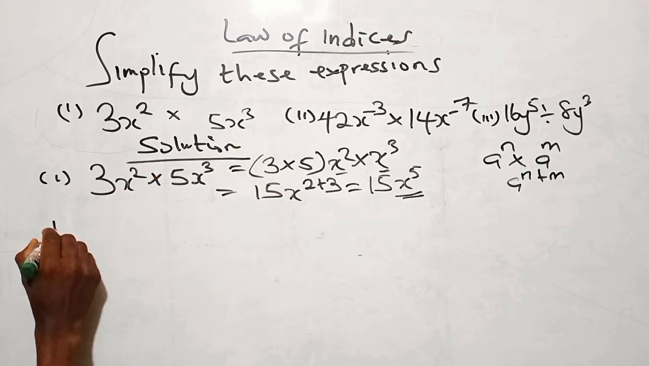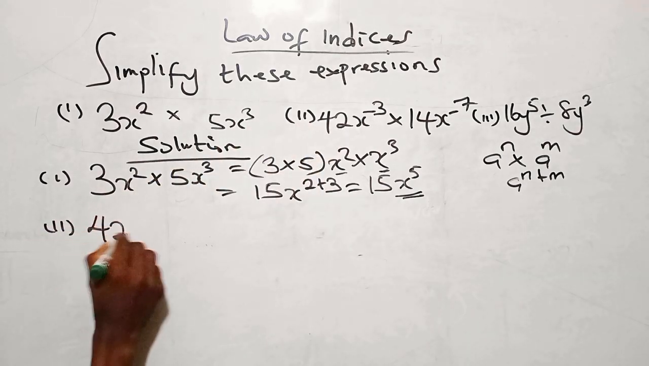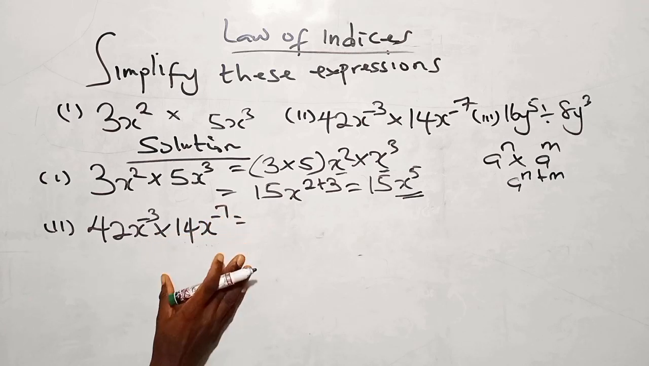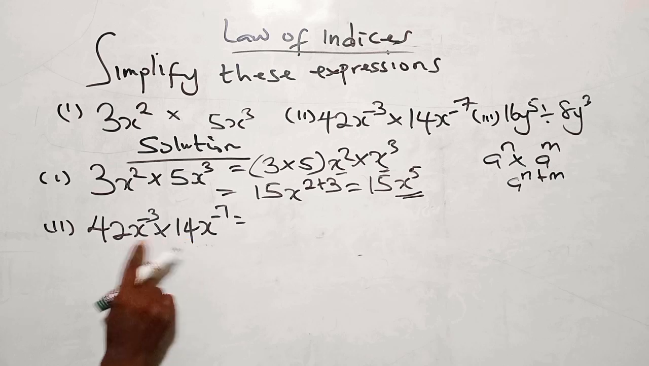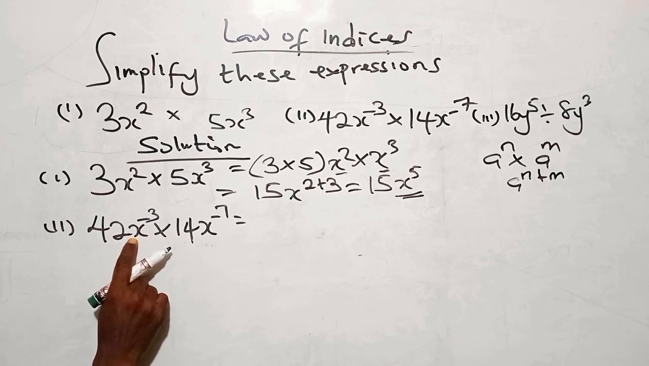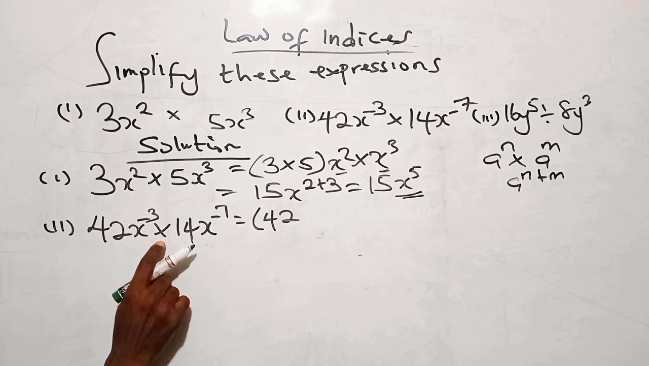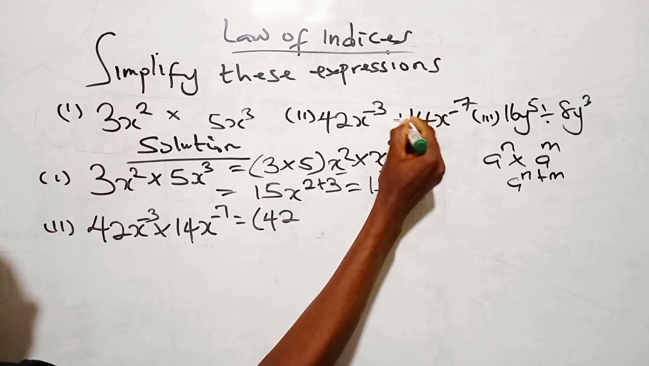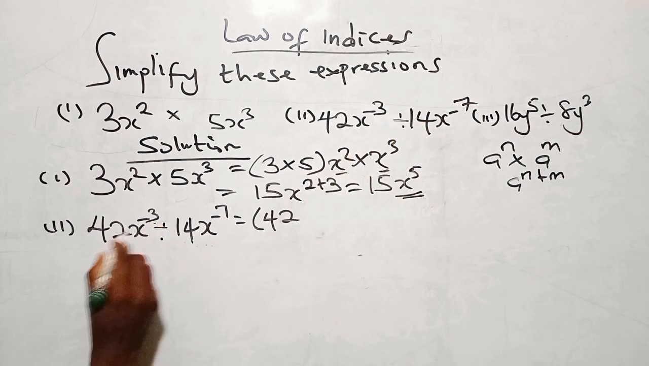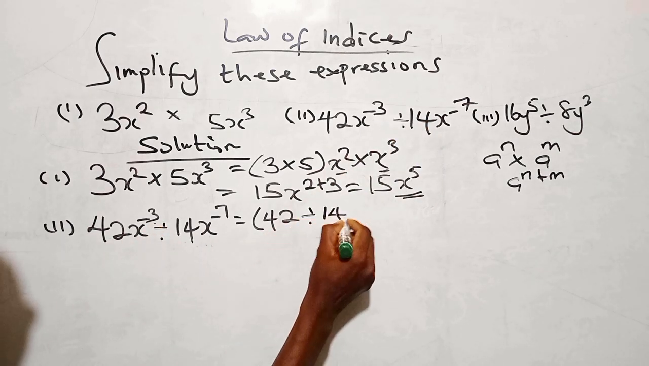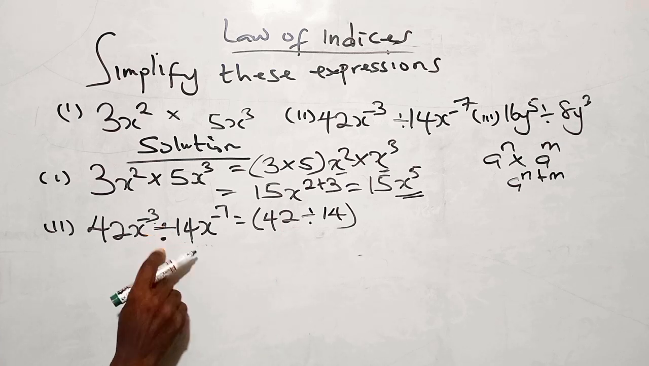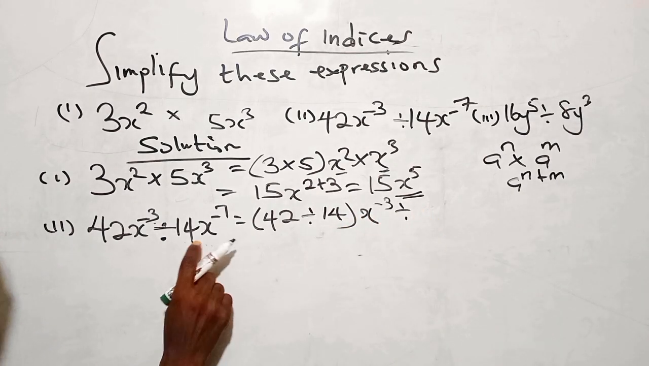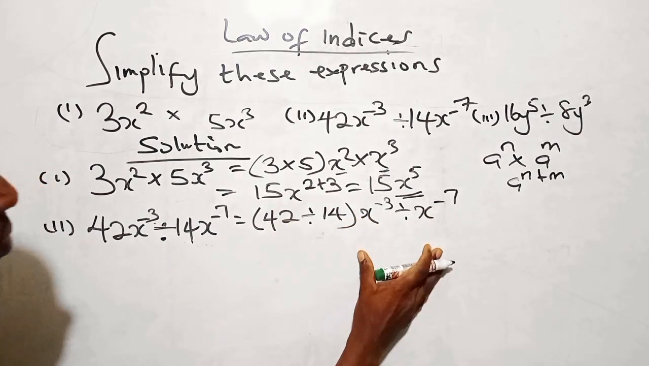Number 2, we have 42 times x raised to power minus 3 times 14x raised to power minus 7. So let us take care of the coefficients. The coefficient of x raised to power minus 3 is 42. In this case we have division, so here we have our division sign, divided by 14. Since this is division, we bring out the variables, x raised to power minus 3 divided by x raised to power minus 7.